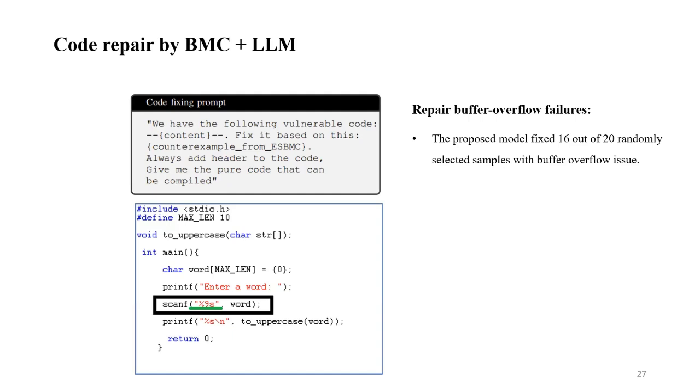Later on, if you request the ESBMC to fix this error, only one character or symbol will be added to this line. They add 9 here. This line of code limits the input from the user to 9 memory spaces. Then the remaining 1 space will be left for the null terminator, which is added by the C program by default. So in this way, they repaired 16 out of 20 such buffer overflow problems.